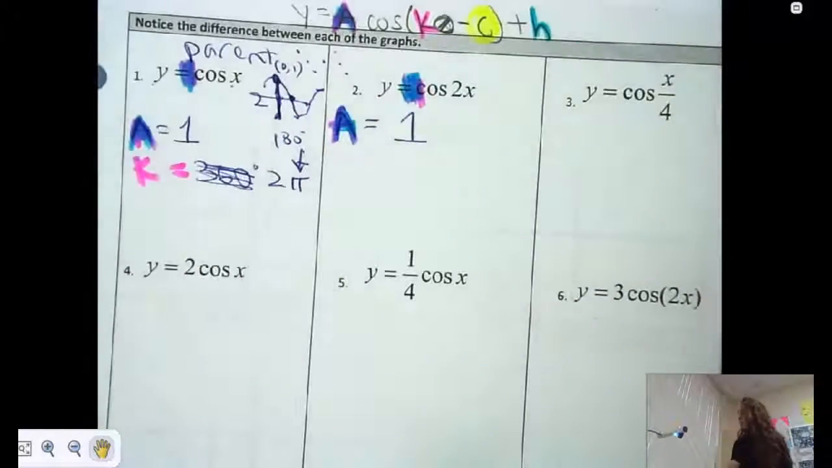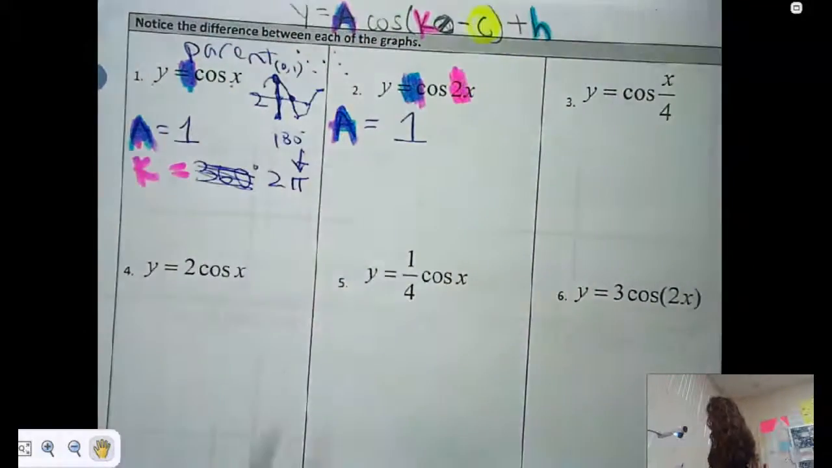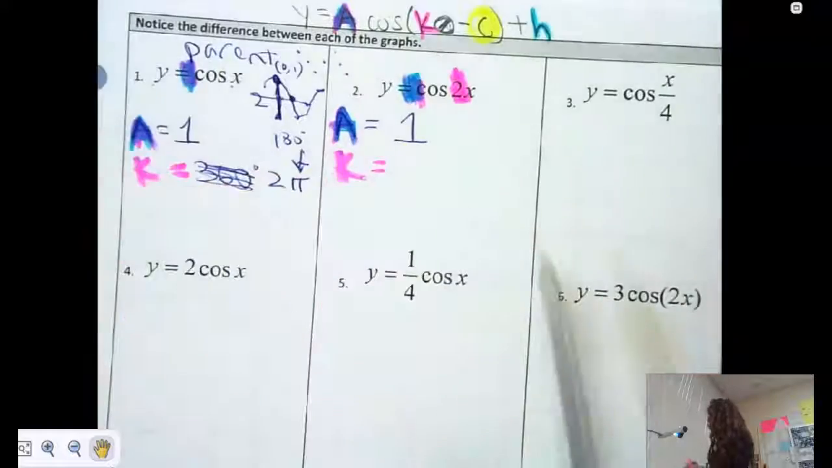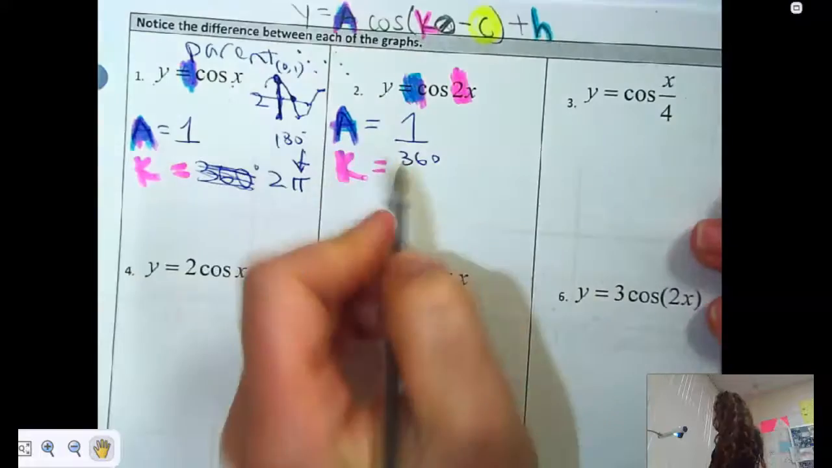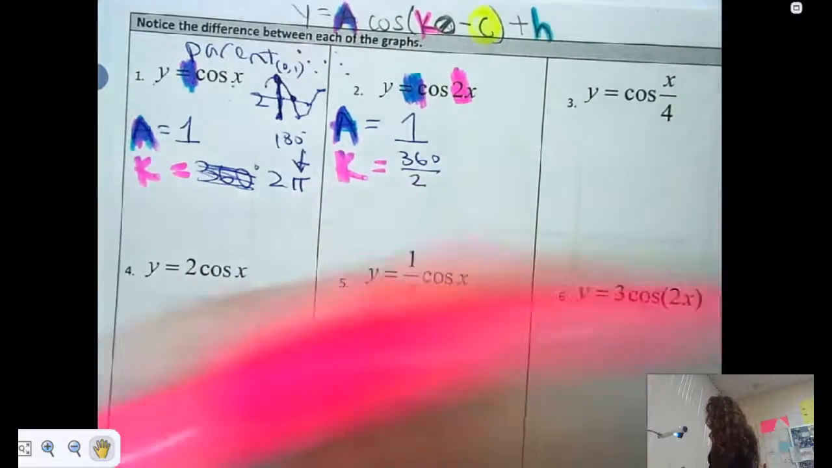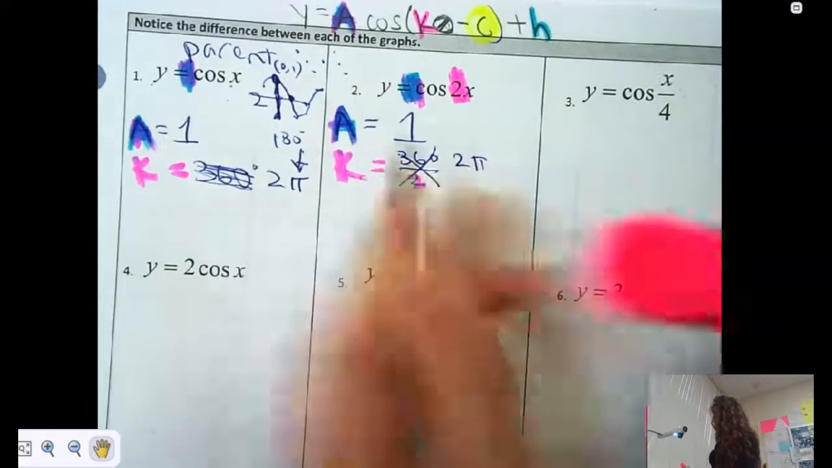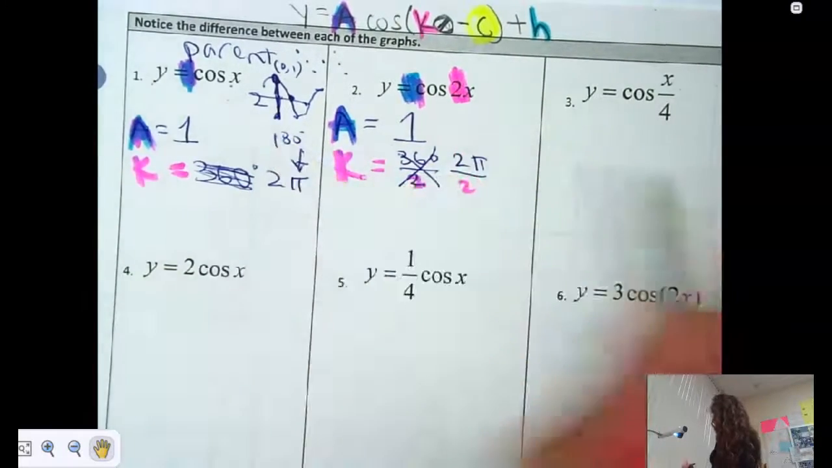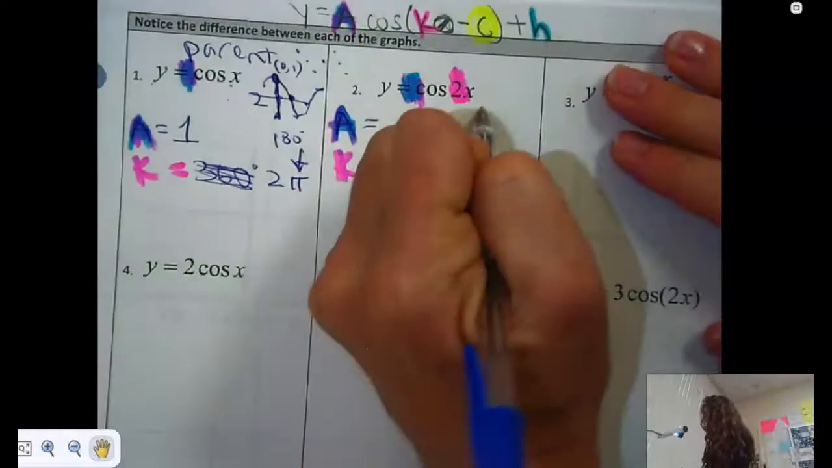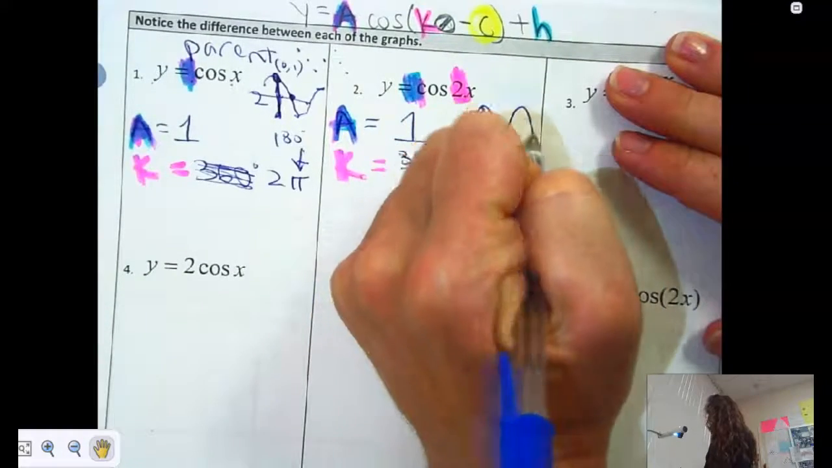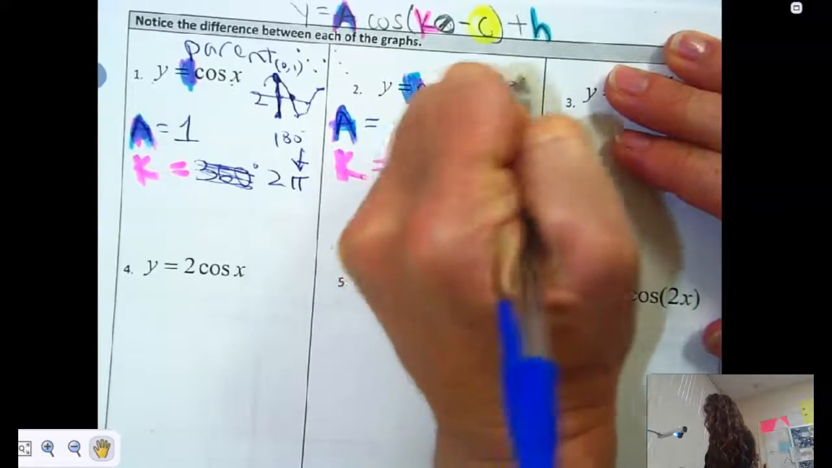Okay? But this time when we look, what is in front of the x? It's a 2. So now my period is going to be, when it would normally be 360 over 2, there's that 2, but it's not in degree mode, it's in radian mode, so it's 2 pi over 2, which is pi. What does that mean? That means the distance, and I know it's funny words and you're going to be okay, from one hump to the next is pi, or 180 degrees.